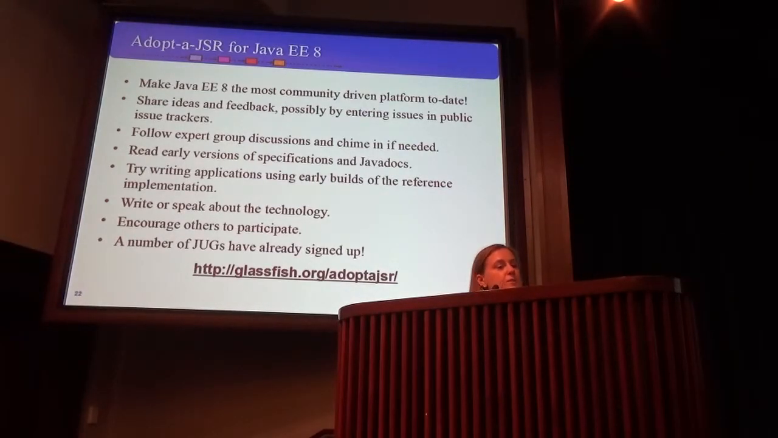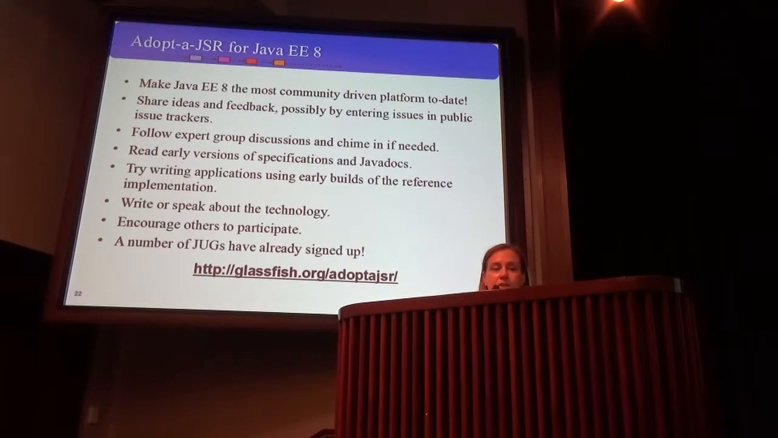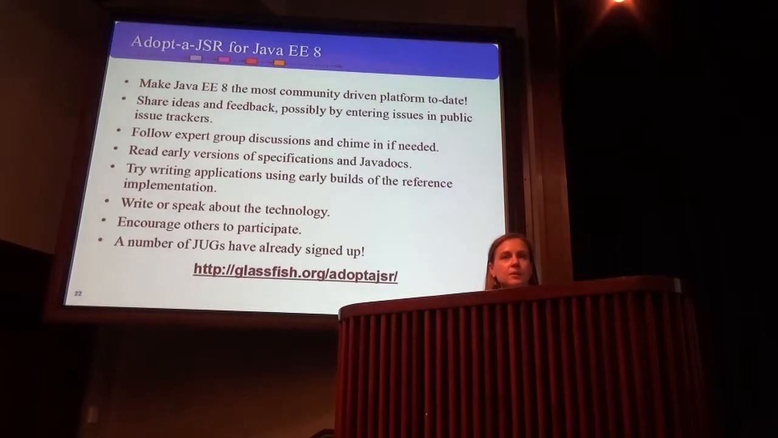Some of the things that you could do now, since we aren't really at the point of having early access reference implementations yet for these JSRs, is start to share your feedback on what you'd like to see for these new technologies. You can also start to follow the expert group conversations since they've started already. A few of the JSRs already have an early version of the specification on their sites. The CDI spec has several things up there as suggestions, and a lot of the other JSRs are also starting to put up suggestions of things you can do if you're interested in participating.